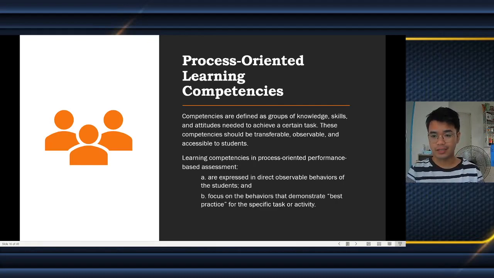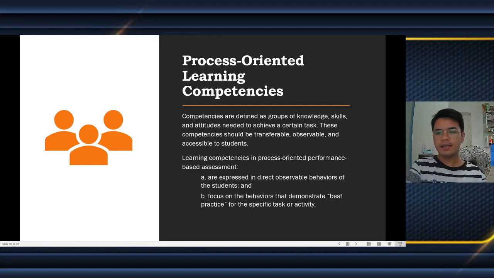Okay. So, learning competencies, however, in process-oriented performance-based assessment should be expressed in direct observable behaviors of the students. As objectives are, they should be observable. Diba? Sabi nga natin, objectives should be smart. They should be specific, measurable, attainable, reasonable, and time-bound. So, ganun din ang competencies natin. They should be directly observable. Okay? They should not be behaviors that are latent, or although you say they are verbs, but they are not observable in real sense. Okay? Focus on the behaviors that demonstrate best practice for the specific task or activity. Okay. So yeah, they should be directly observable.